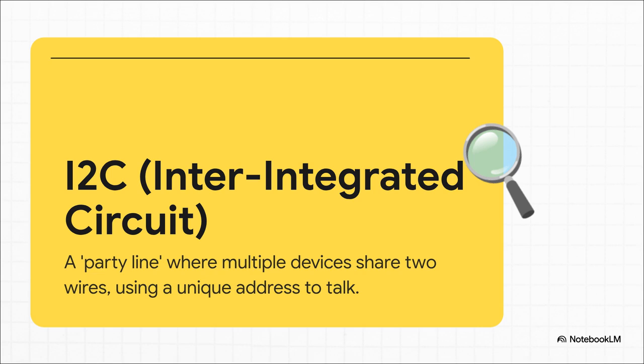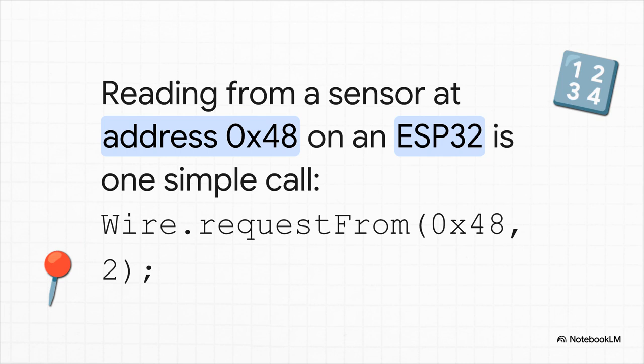You can have a whole bunch of devices all connected on the same 2 wires, SDA for data and SCL for the clock. And this line of code shows that concept perfectly. To talk to a sensor, you use its unique address. In this ESP32 example, we're literally calling out to address 0x48 on the bus and saying, "Hey, give me 2 bytes of data." It's this addressing system that makes I2C so incredibly powerful for projects with a ton of different sensors, because you save a huge number of pins on your microcontroller.